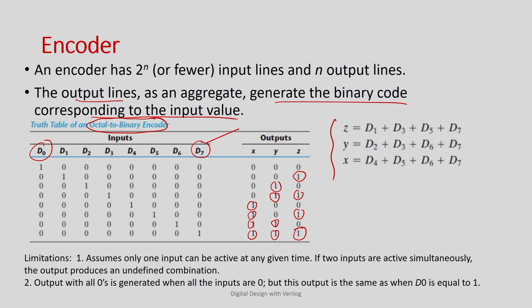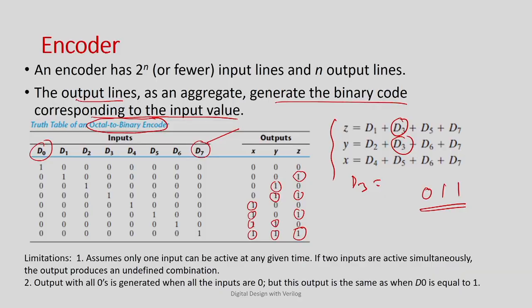Whenever only one of the inputs can be 1, say D3 is 1, then what will happen? Because D3 is 1, D3 occurs in z, so z will be 1, D3 occurs in y, so this will be 1, and there is no D3 in x, so it will be 0. So, it is basically 3. I will get output 3 and D3 is the input. This will work as long as only one of the inputs comes, and the output will not be correct if multiple bits become 1.